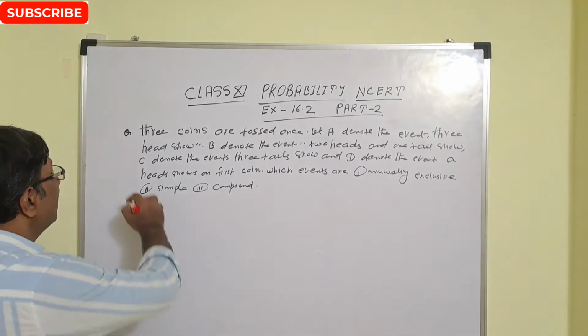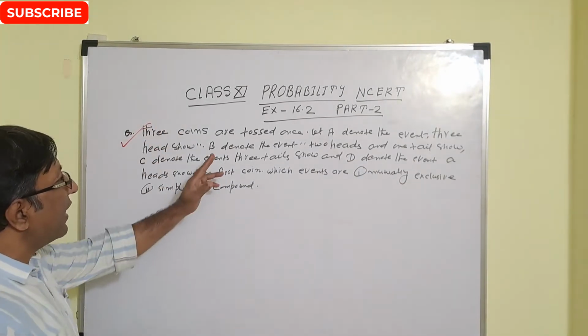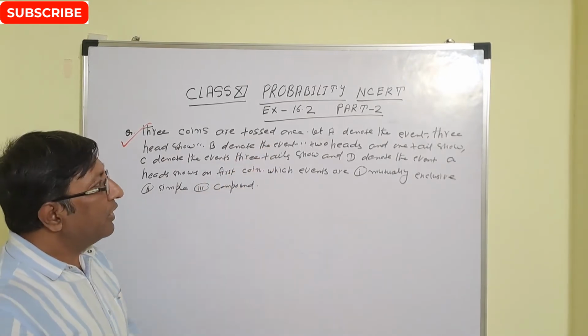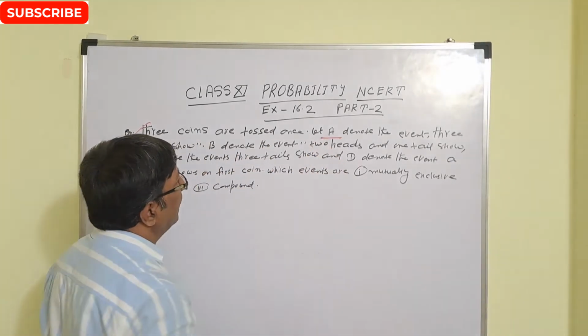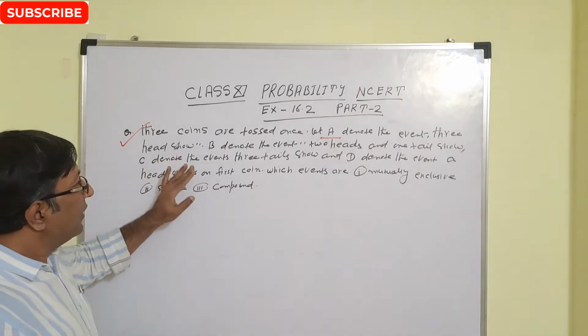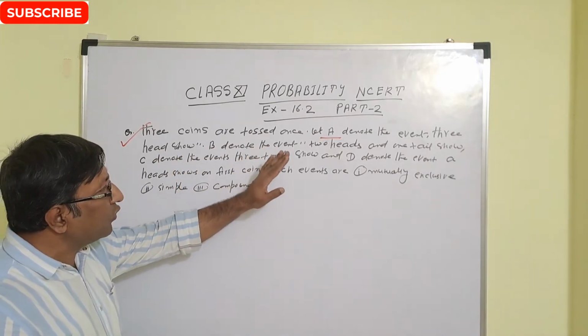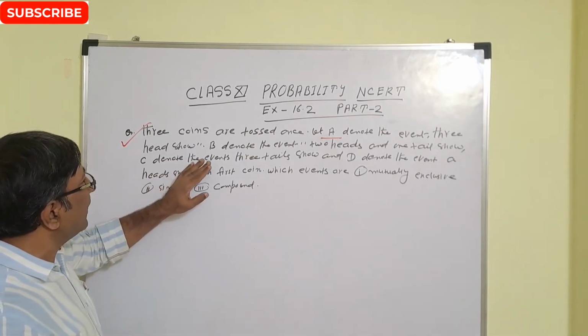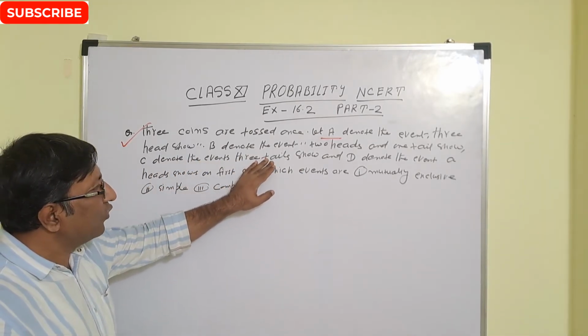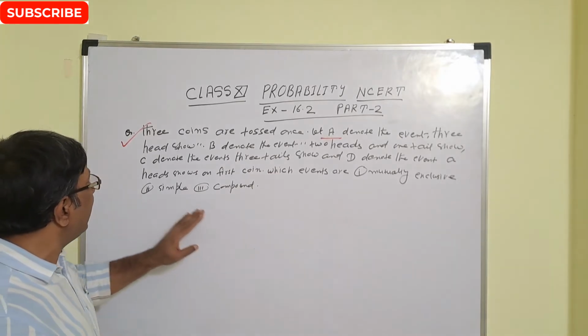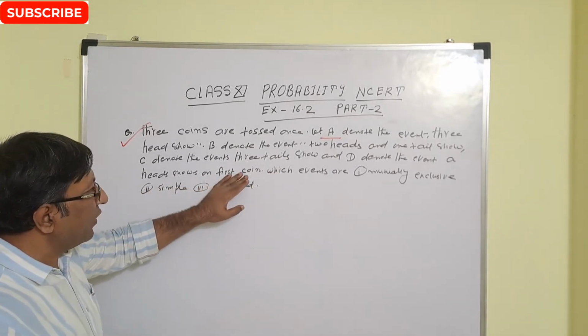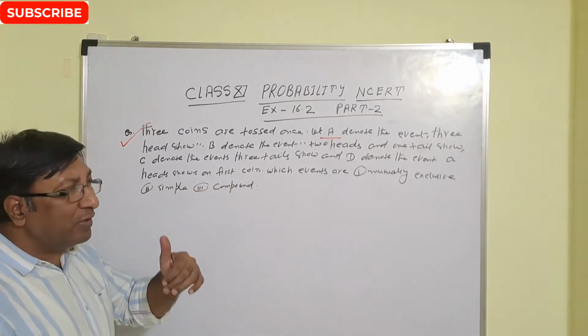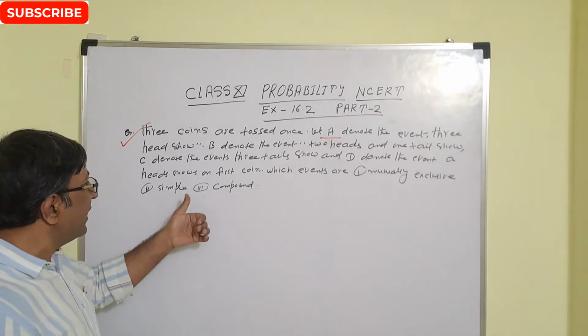See the question. Question is what? 3 coins are tossed once. Let A denote the event 3 heads, B denote the event 2 heads and 1 tail, and C denote the event 3 tails, and D denote the event a head on first coin. Which events are mutually exclusive, simple and compound?